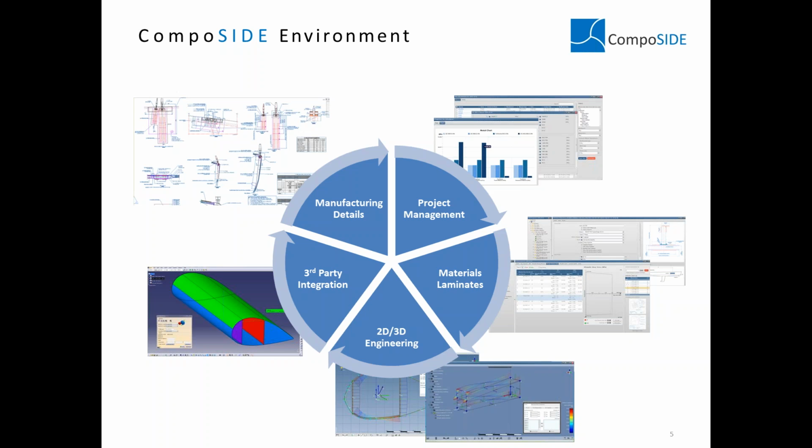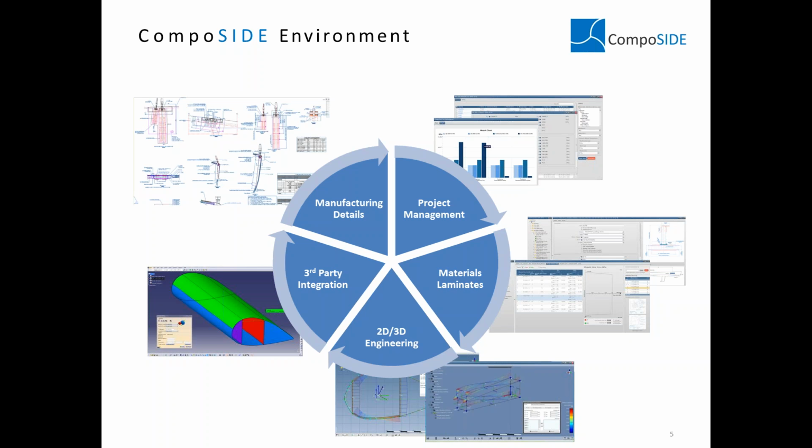CompoSIDE also includes dedicated modules for the management of materials, plies, and laminates. This data is then used within beam modeling, 2D sectional drawings, and 3D design and FEA modules. Or alternatively, you can take this data out to third-party design and analysis software. Finally, there is an integrated reporting engine, which also features bill of material generation and automatic reporting, which allows you to basically create manufacturing data such as the laminate tables at the click of a button.